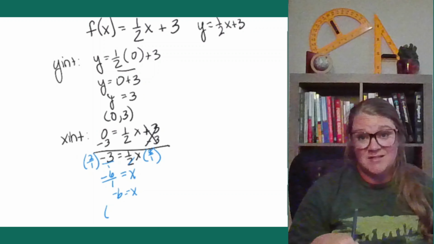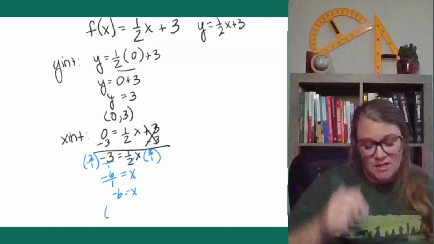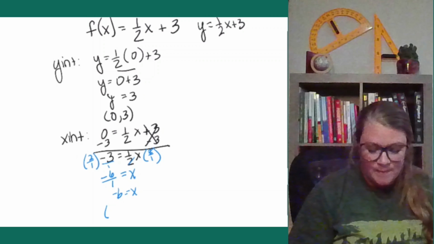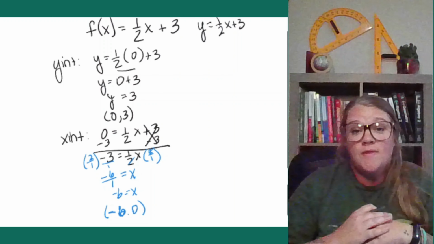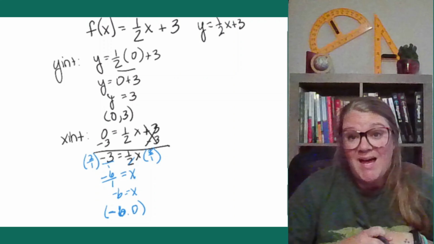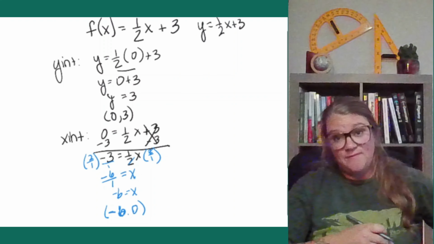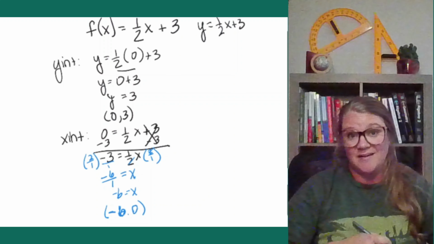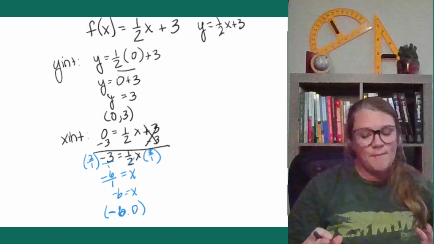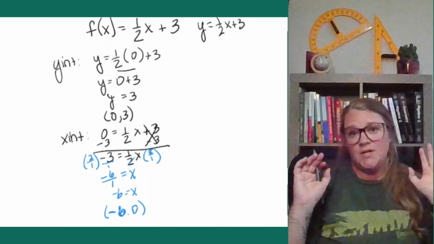And I am going to write the point. So x is negative 6. That means if I drop a negative 6 in, I'm going to be getting a 0 out. The point negative 6, 0 is my x-intercept, and that means to the left 6 is where this line is going to cross that x-axis. So now I have all my information. I have my y-intercept, I have my x-intercept.